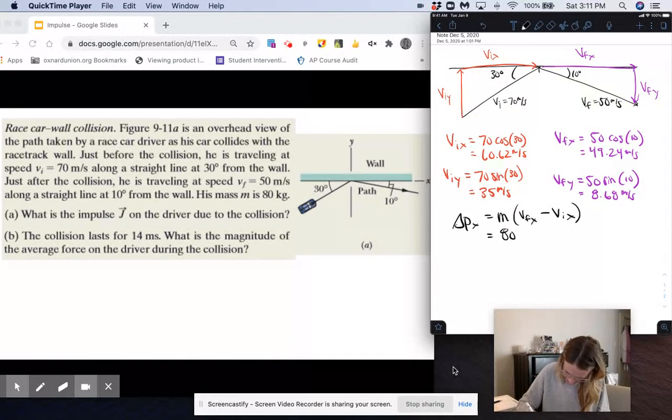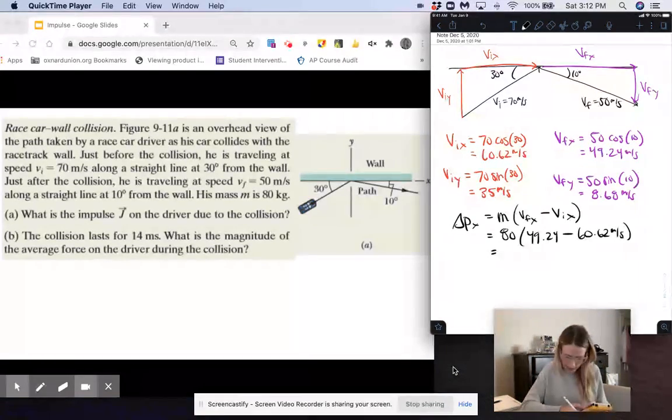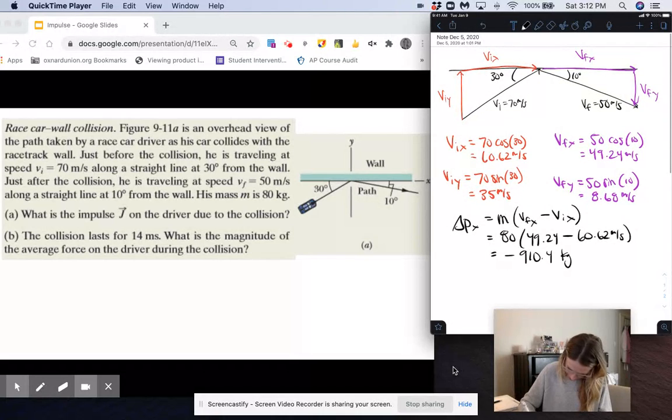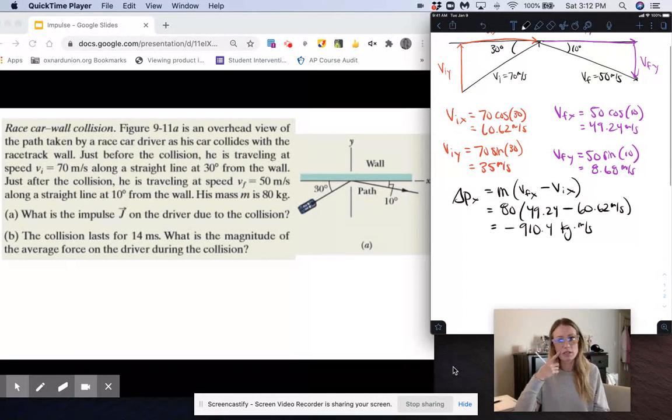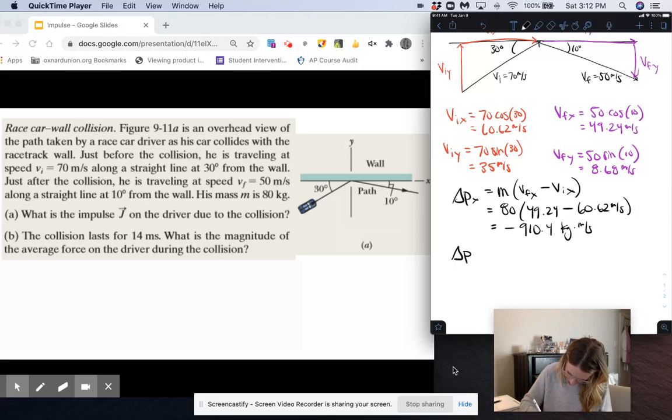So mass is 80 kilograms. Final velocity in the x direction is a positive 49.24 minus initial velocity in the x direction, a positive 60.62 meters per second. So here we end up getting 80 times 49.24 minus 60.62, and we get a negative 910.4 kilograms times meters per second for a change in momentum in the x direction. And then our change in momentum in the y direction will be equal to mass times final velocity in the y direction minus initial velocity in the y direction.